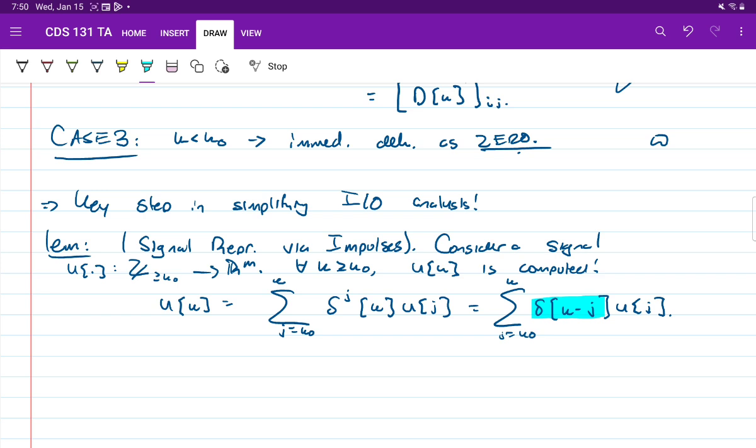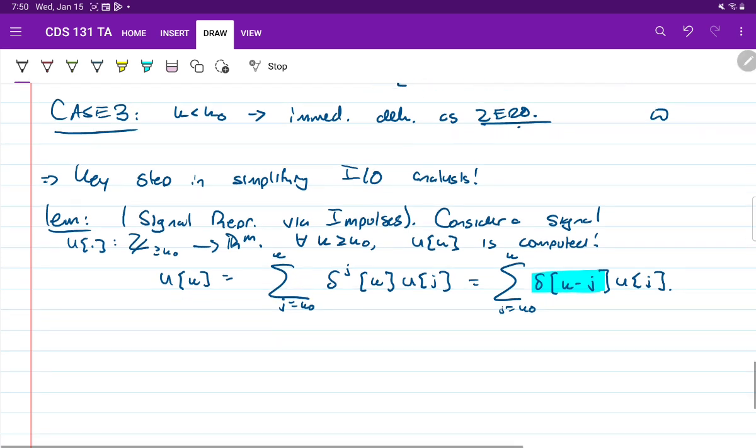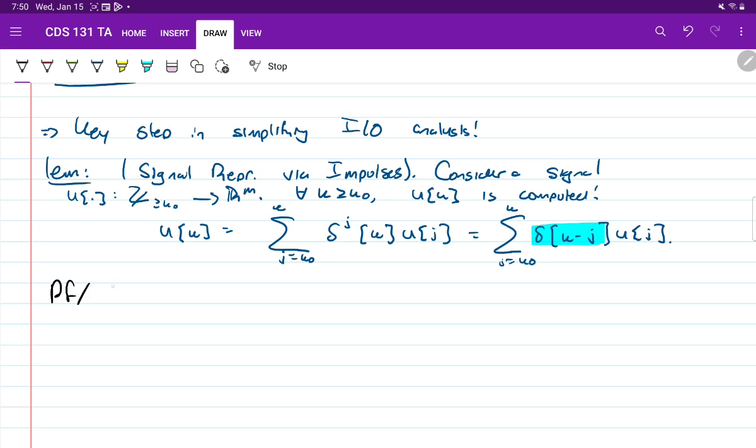So even though this thing seems a little bit obvious, it turns out this is actually going to be a really useful formula for us, okay? So it's trivial, but very useful, right? So proof: that just follows from the definition of delta, right? Delta is equal to 1 when you pass in 0, and is equal to 0 elsewhere.